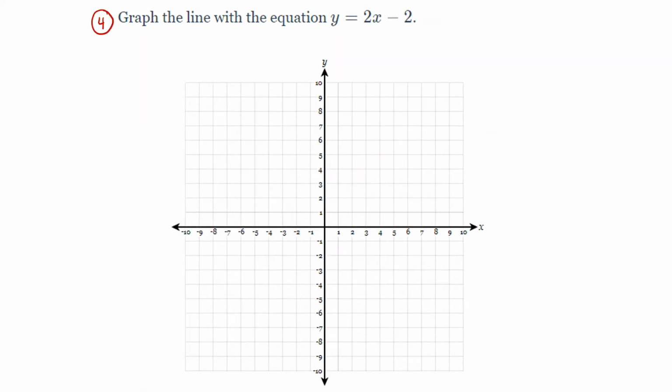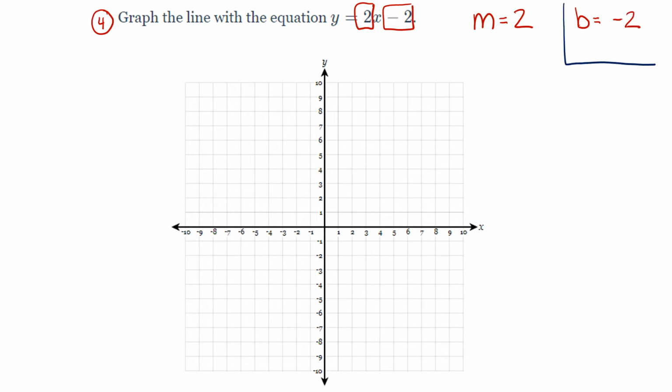With problem number 4, we have the equation y equals 2x minus 2. We start by identifying our rate of change, or the slope. The mx always goes together, and in this problem we have a 2x together, so our rate of change is 2. Our initial value, or the y-intercept, which is b, is going to be towards the back, which is a minus 2.